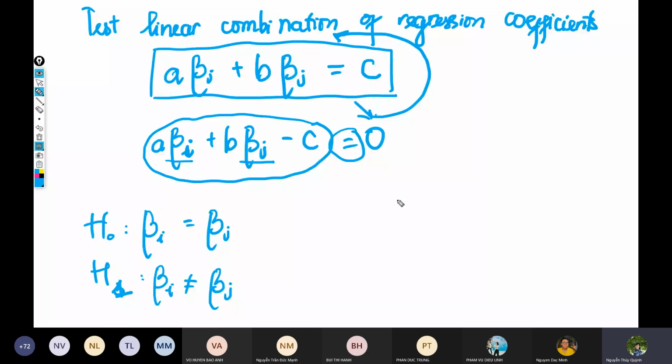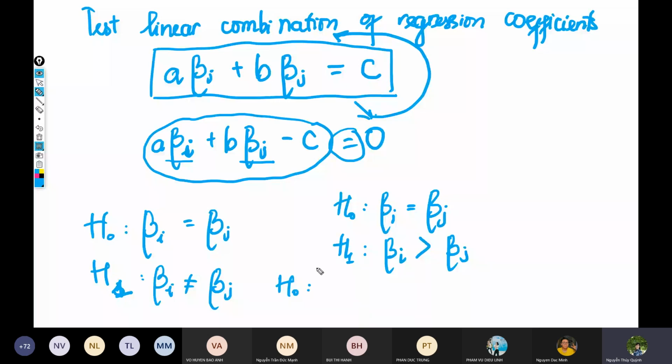We have H0: beta i equals beta j, and H1 is that beta i is greater than beta j, which means the effect of xi on y is greater than the effect of xj on y. Or you can also conduct a left-sided test like this. We have beta i equal to beta j, and the alternative hypothesis is that beta i is smaller than beta j, which means that the effect of xi on y is smaller than the effect of xj on y.